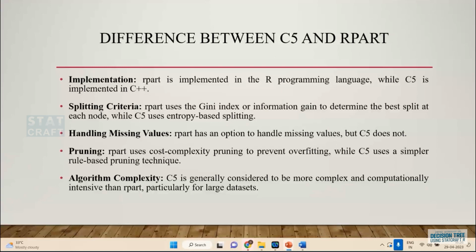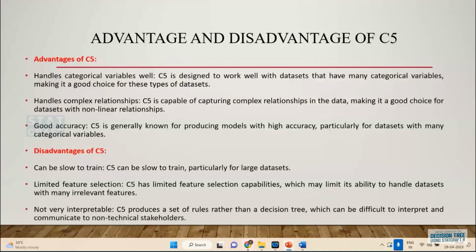When I talk about C5, it can handle categorical variables, which is not possible in CART. It can handle complex relationships. Accuracy is quite high. We will compare the accuracy of CART and C5, both of them, and try to find out which algorithm suits better. Friends, you will have to do trial and error to find out which algorithm suits your data better. Disadvantage: it is quite slow because it is a dichotomizer. Limited feature selection, and its interpretability is a little bit difficult, and therefore it is not so popular.